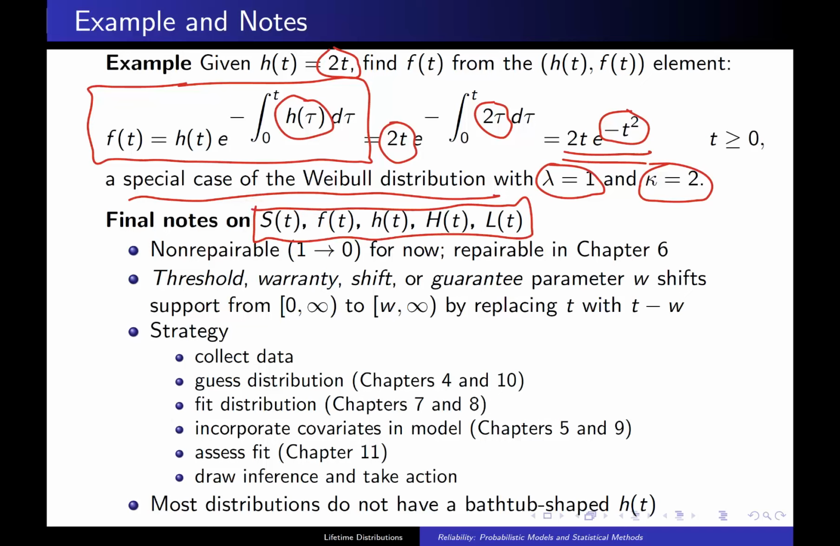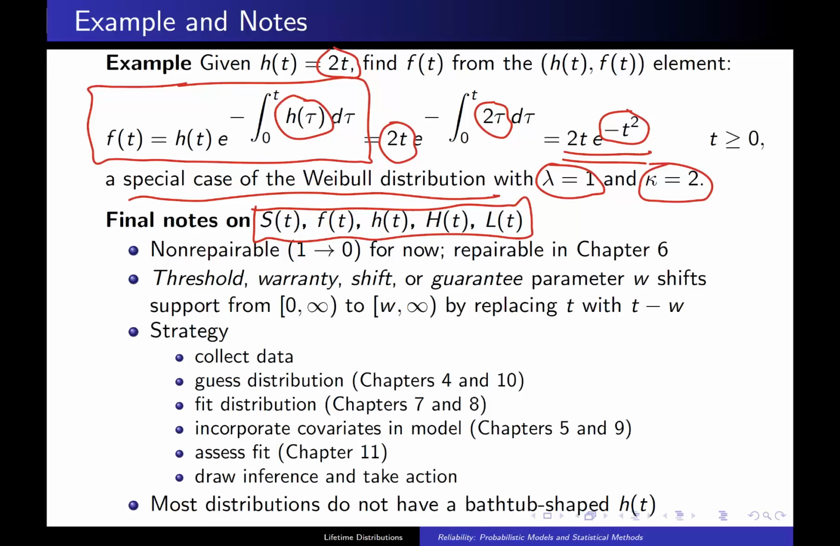Here are some final notes on the 5 lifetime distribution representations that we cover here in this chapter. Keep in mind that there are more than just these 5. There is the cumulative distribution function. There is the mean residual life function. There is the Mellin transform. There's all kinds of them.